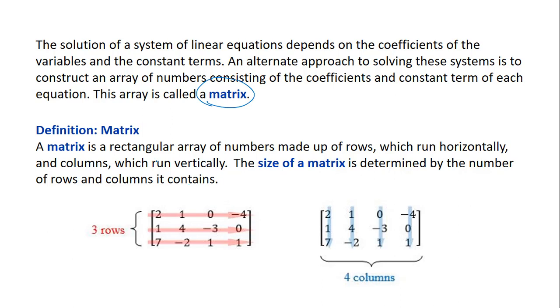Well, a matrix is simply a rectangular array of numbers made up of rows, which run horizontally, and columns, which run vertically. The size of a matrix is determined by the number of rows and columns it contains. The matrix I have pictured here has 3 rows and 4 columns, so we say that this matrix is a 3 by 4 matrix. We always put the rows first times the columns.